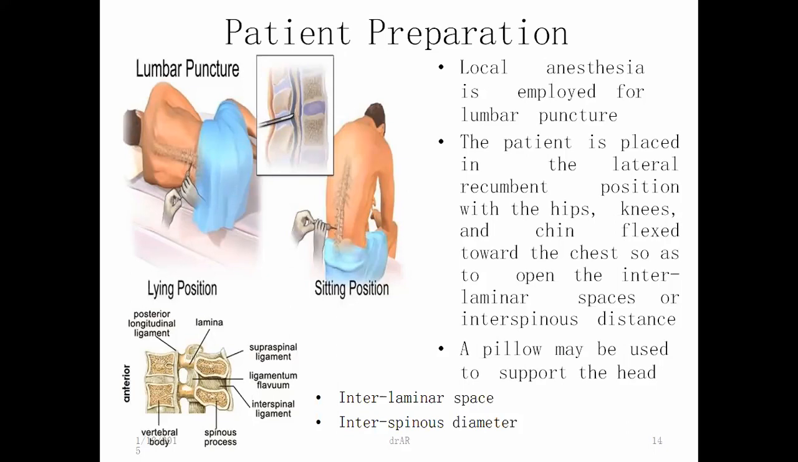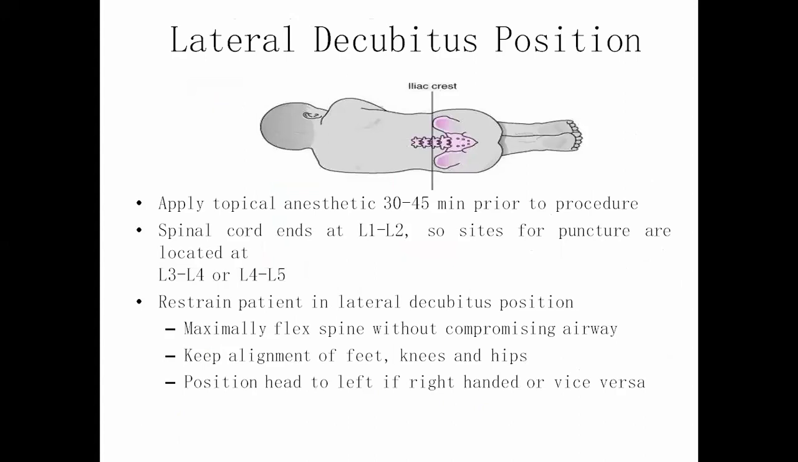Why do we have to flex the knees, hips, and chin? Just to increase the interspinous distance. If we have increased interspinous space, then it will be easy for the needle to go through to your subarachnoid space. A pillow may be used to support the head. Now coming to the lateral decubitus position.